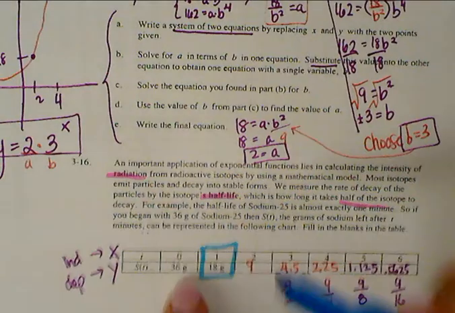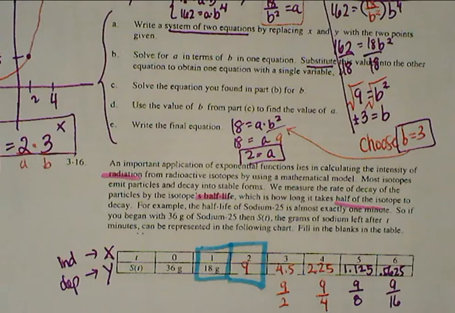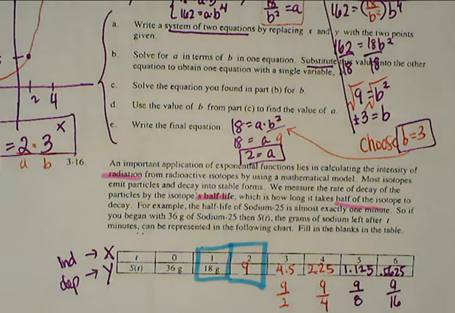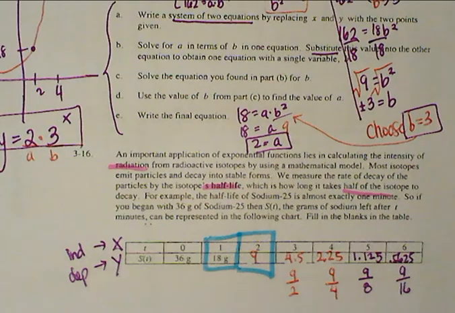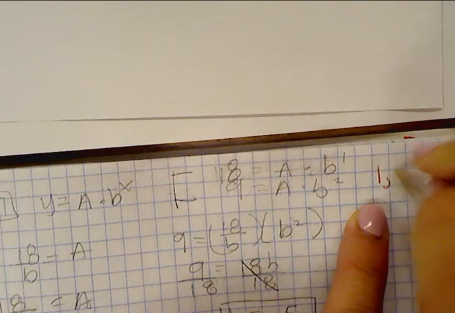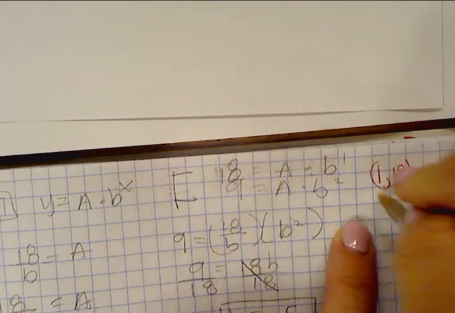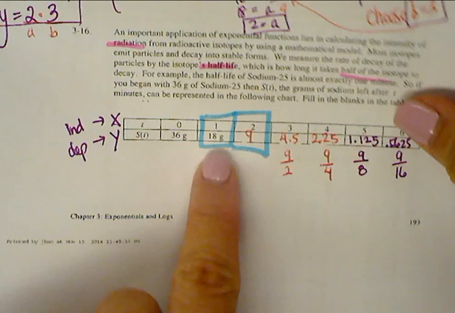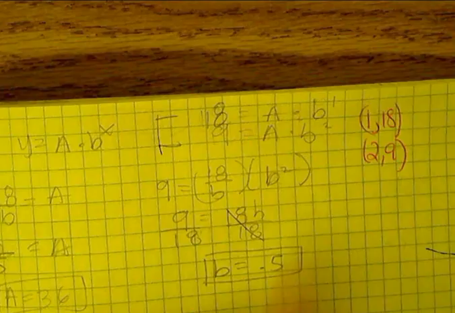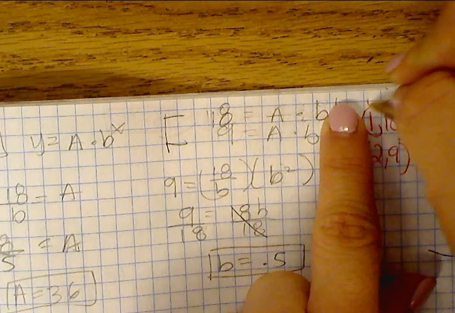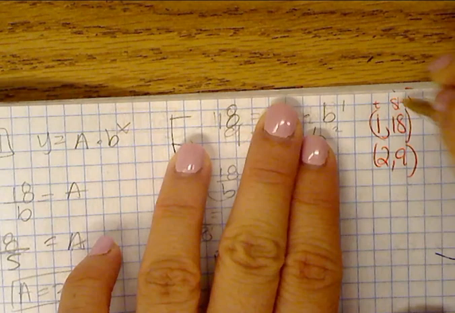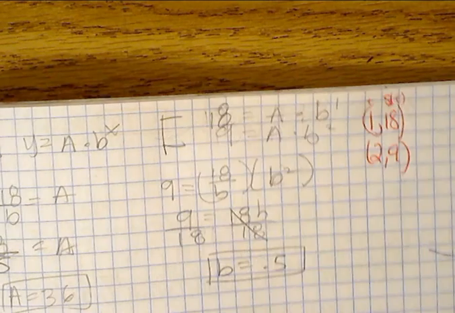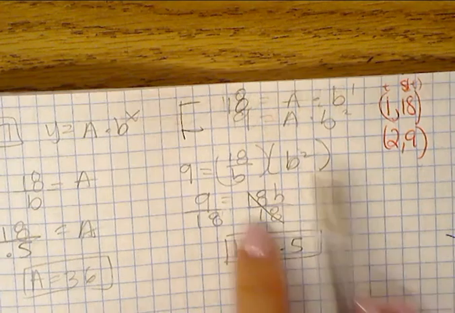If we use those, can I rewrite it like this? 1, 18, and 2, 9? That helps. So remember, this is like my x and y, so it's t and s of t. It's like f of x, but it's s. So we plug them in. 18 equals a times b to the 1, and 9 equals a times b squared.